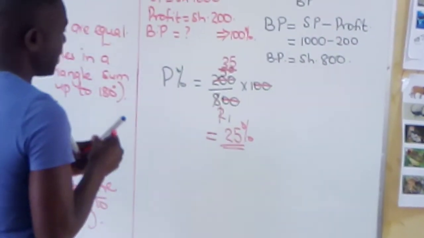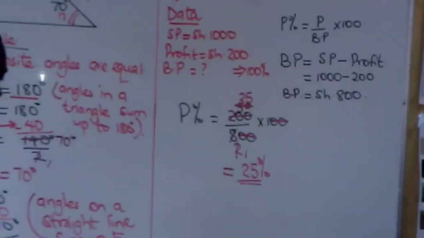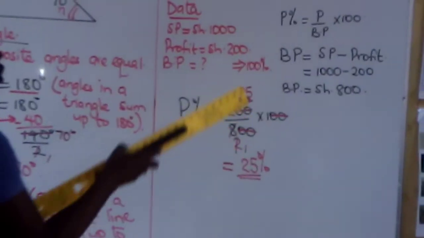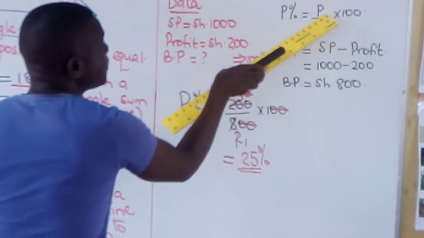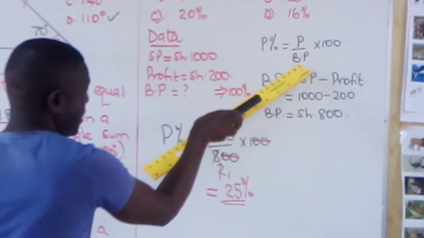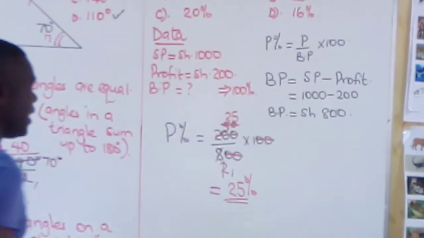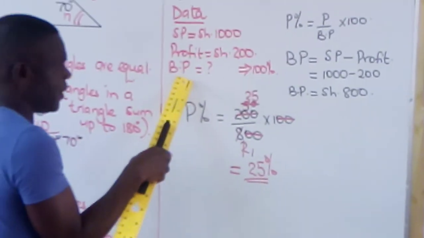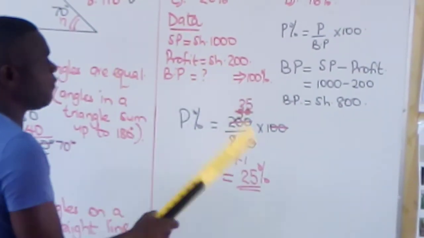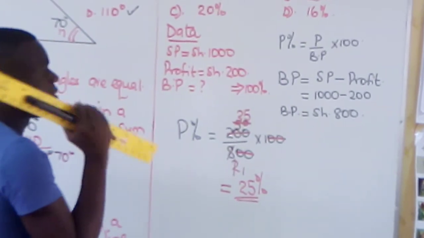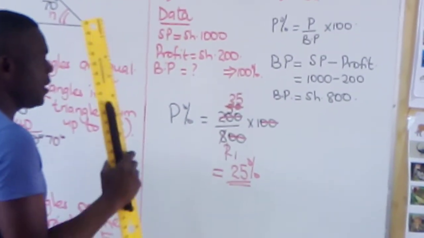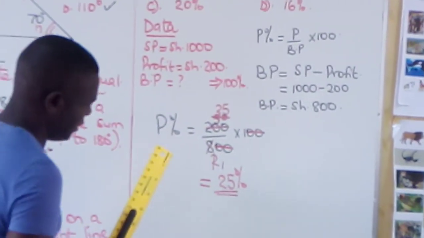And that is how we were supposed to calculate this. Remember to look at the formula. It's profit over buying price and not over selling price. That means you needed to find buying price. Do not calculate profit over selling price. Buying price is the original, boys and girls.